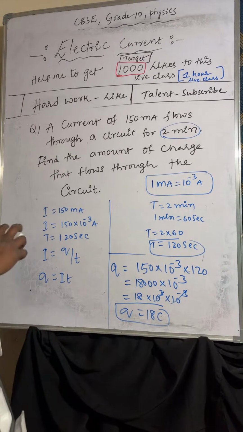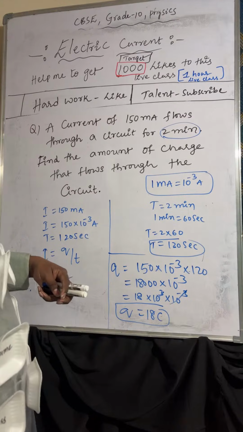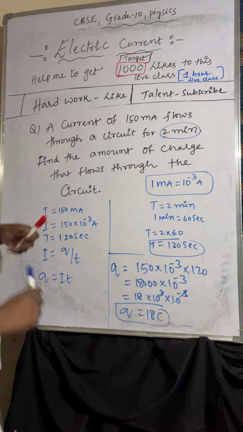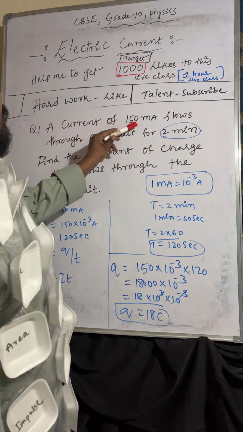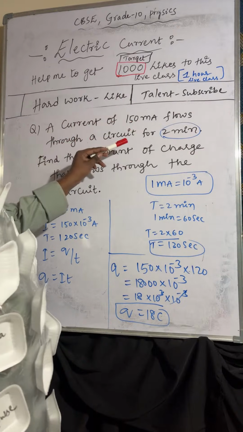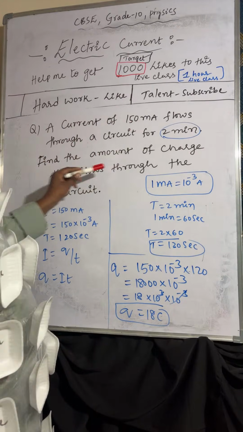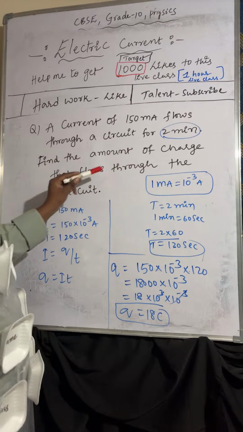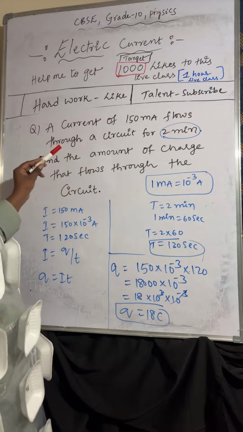So just check once again. A current of 150 milliampere flows through a circuit for 2 minutes. Find the amount of charge that flows through the circuit. So they're asking to find out charge.